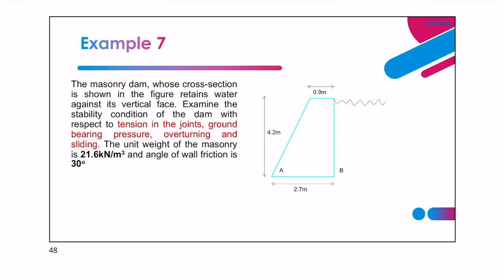Given the unit weight of the retaining wall is 21.6 kilonewton per meter cube and angle of wall friction is 30 degrees delta. When we get a question to calculate the stability condition, we must know that the first thing we must find is the weight of the wall and the lateral thrust acting at the back of the wall.